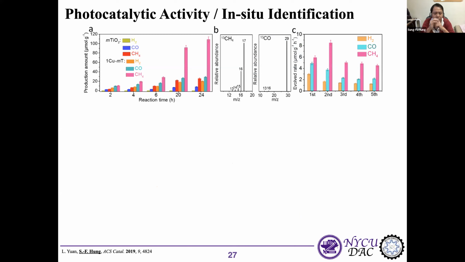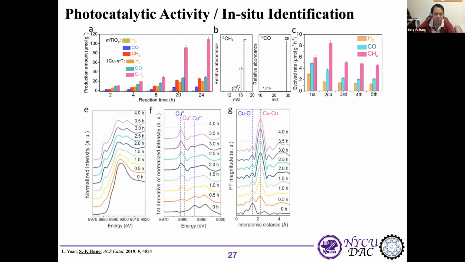This composite photocatalyst can produce methane from carbon dioxide, which is also proved by isotope experiments shown in figure B here. In this case, we conducted in situ XAS to identify the states of the copper species. Before solar illumination, the copper is in a 2+ state. When we started the solar illumination, the atomically dispersed copper aggregated and reduced to metallic states.